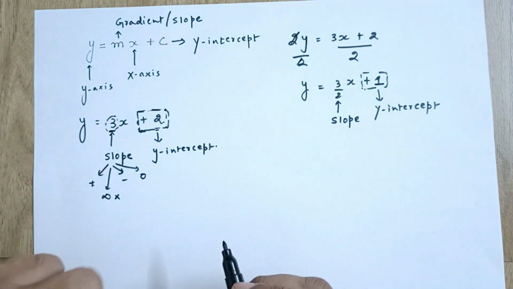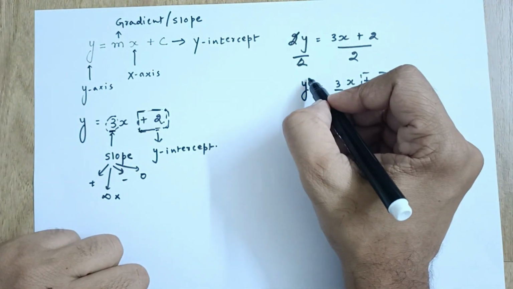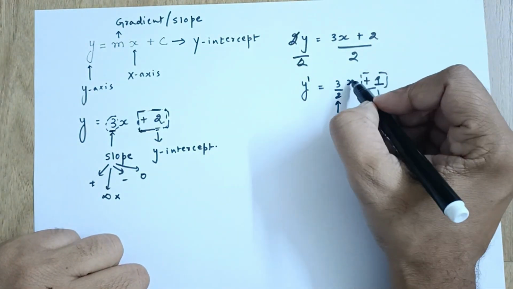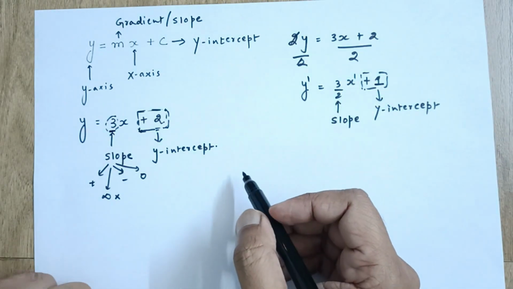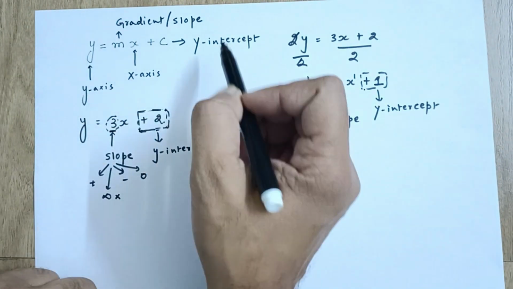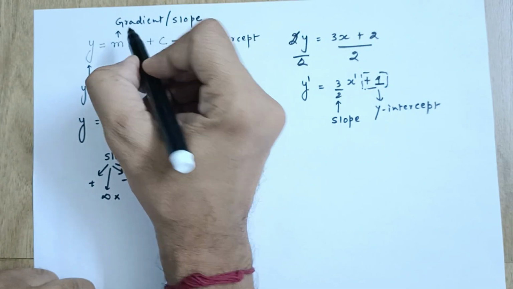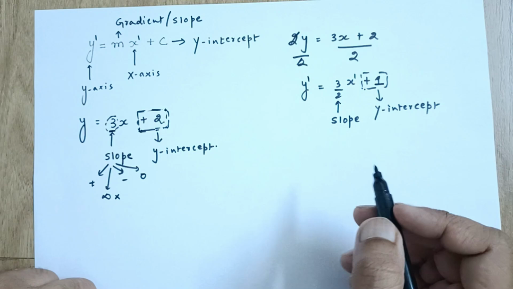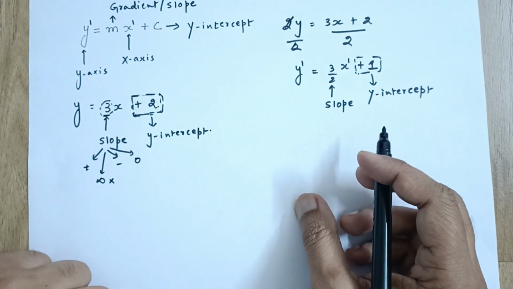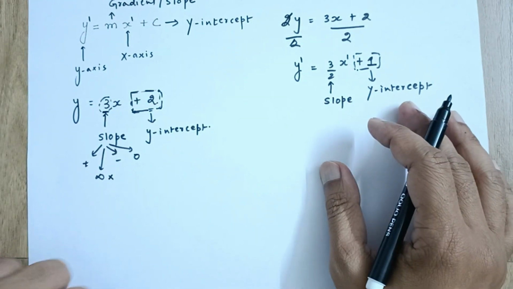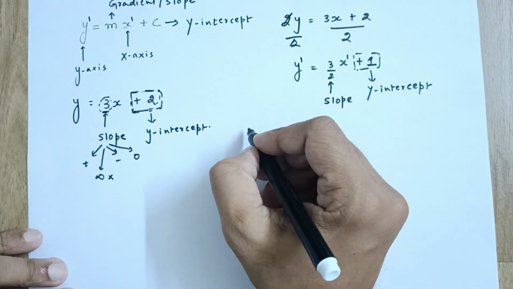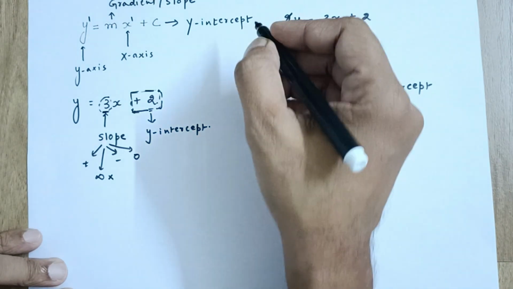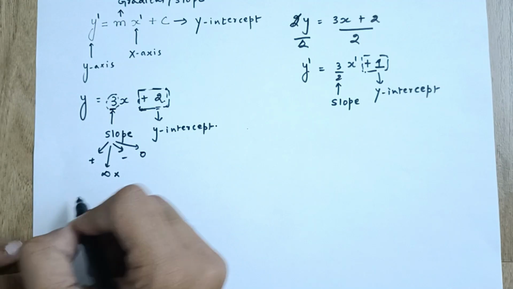Now, what else do you note from here? That the power of y and the power of x are both 1. So in an equation of a straight line, the powers of x and y are both 1. Rest everything is covered. We are now ready to draw the graph, but before that, let's try our hand on a few more examples.